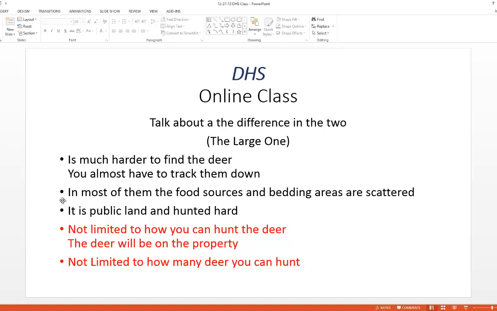That was the thing. In most of them, the food sources and bedding areas are scattered. You really have to almost track the deer down in large areas like that. And the other problem, it was a large public land area. Guys, we're talking 1.3 million acres, I think, is the size of that public land. The problem with it is it's heavily hunted. It is hunted hard. The deer have a lot of pressure on them.